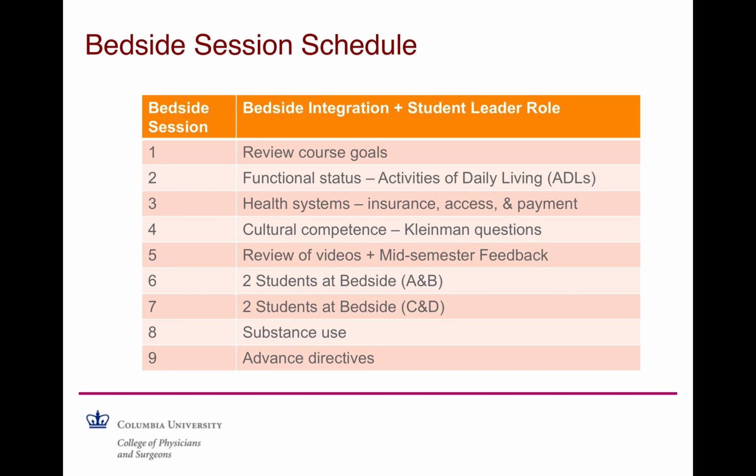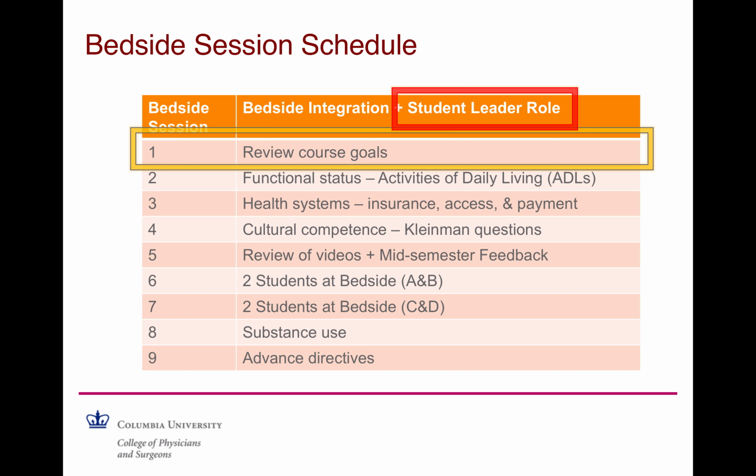This is the bedside schedule in terms of the types of activities that will take place at the bedside. And as I mentioned before, there's a student that has a special role each week. So the student's role on week number 1 actually is to review the course goals. So they'll spend about 10-15 minutes making sure everyone's on the same page with respect to the goals and expectations for the semester. And the objectives of each session change every week.